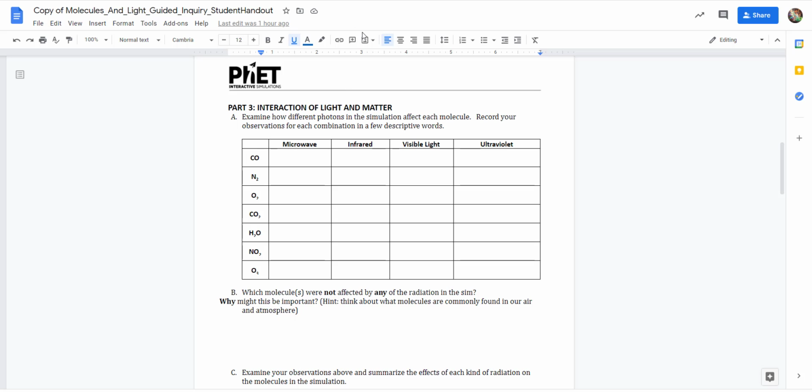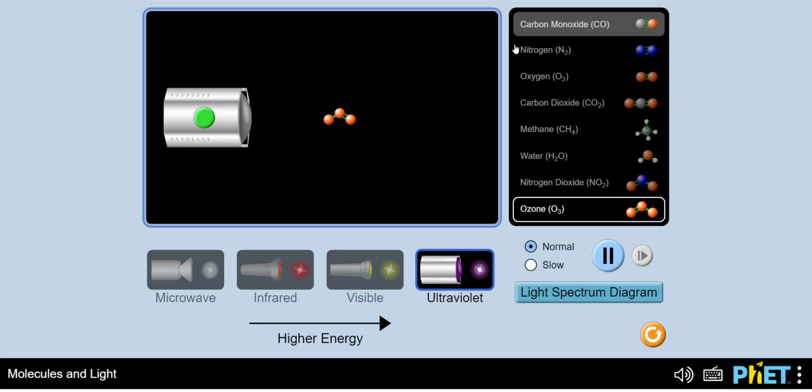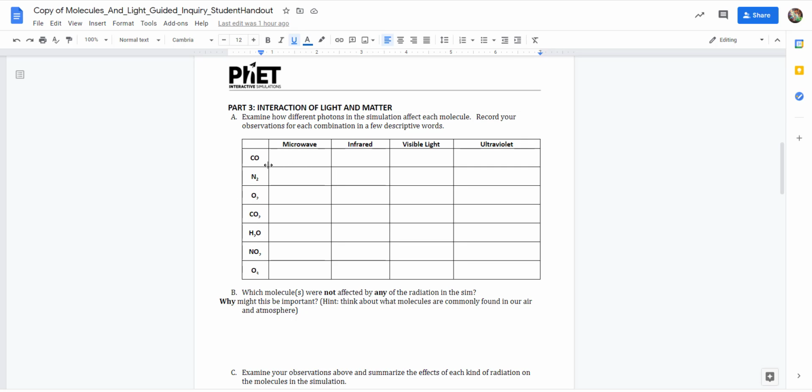The next step is where we're actually going to start to really use the simulation. Here's all of the molecules that we saw in the simulation on the right hand side in this box here. What we're going to do is test each molecule with each type of radiation. Now if you want to do all of the molecules with microwave and then switch to infrared and then switch to visible light and so on, or if you want to do each molecule with all 4 types and then go to the next molecule, that's totally up to you.